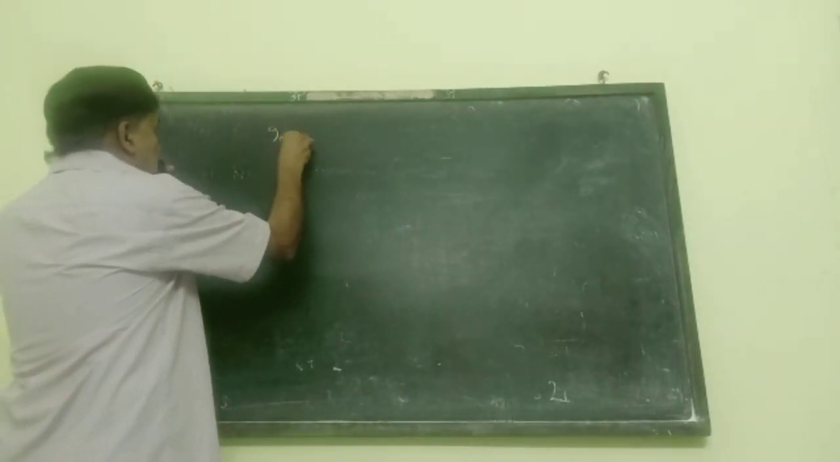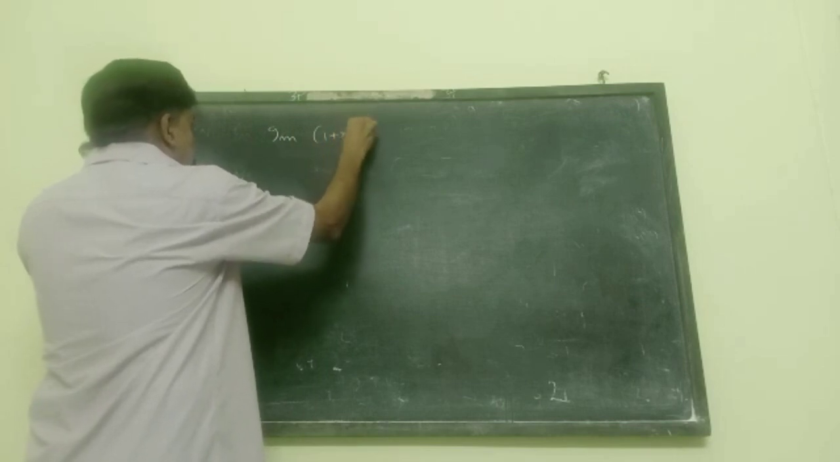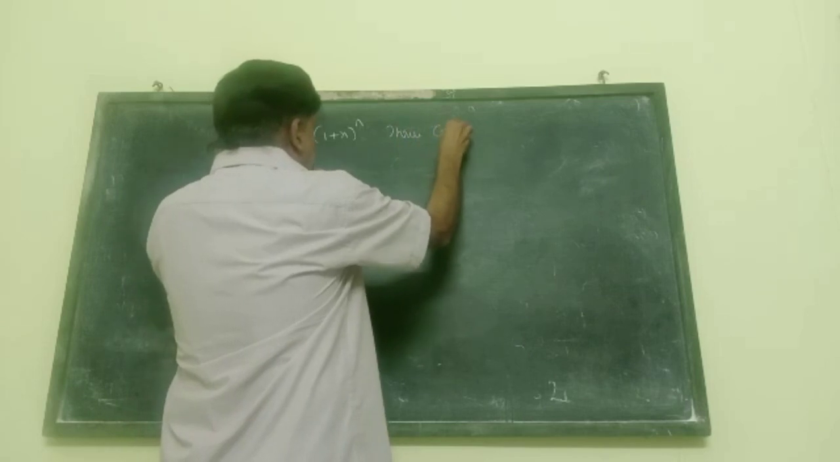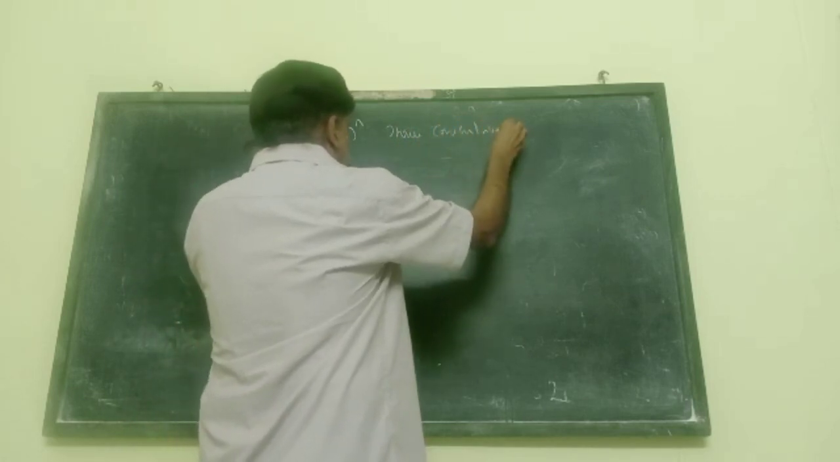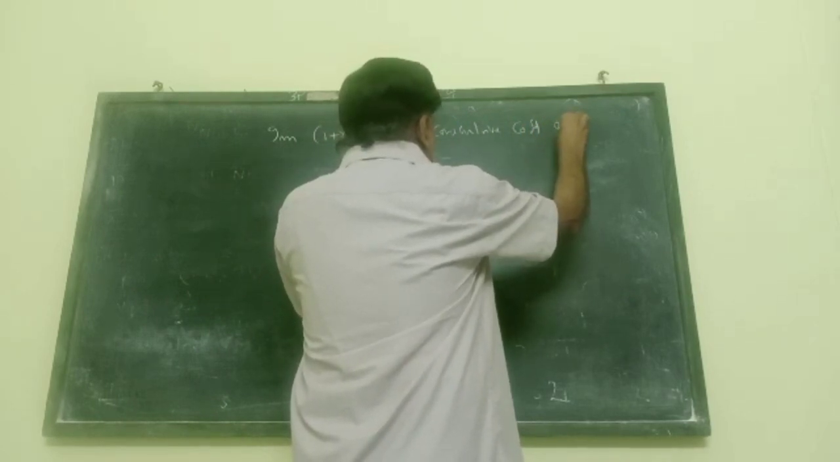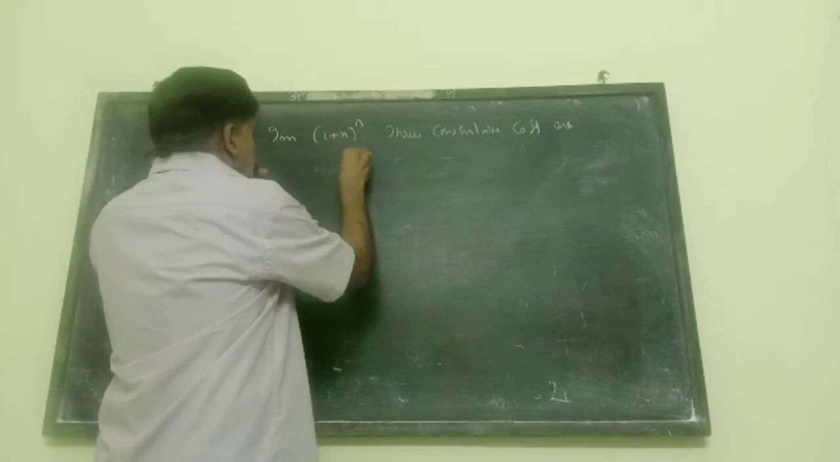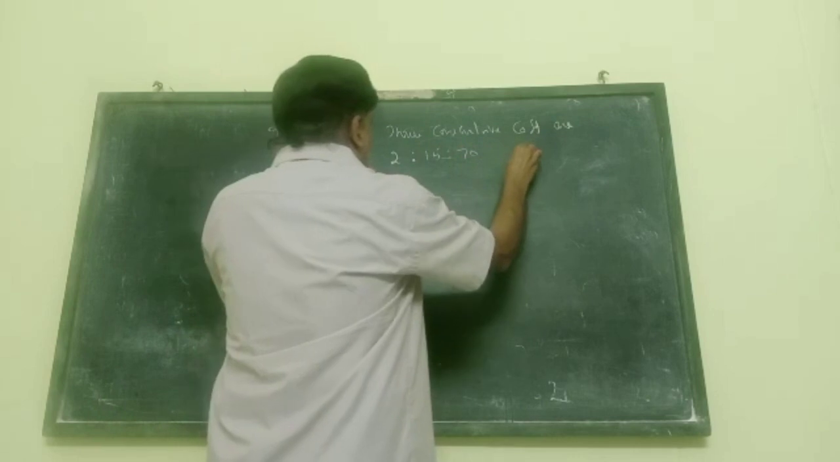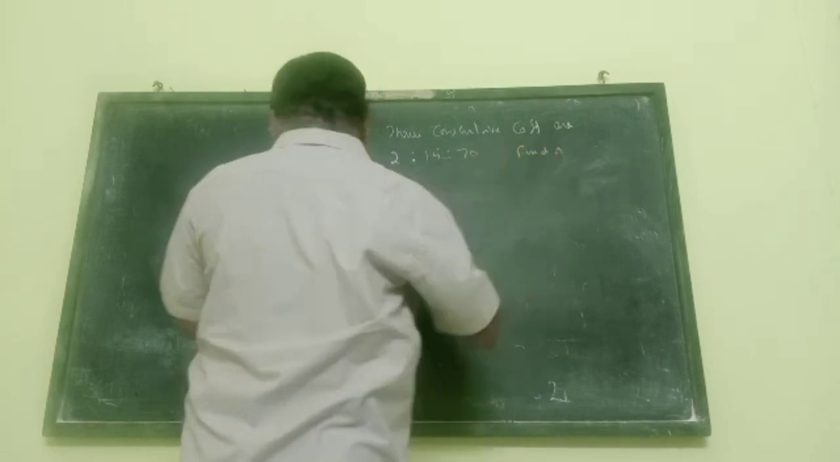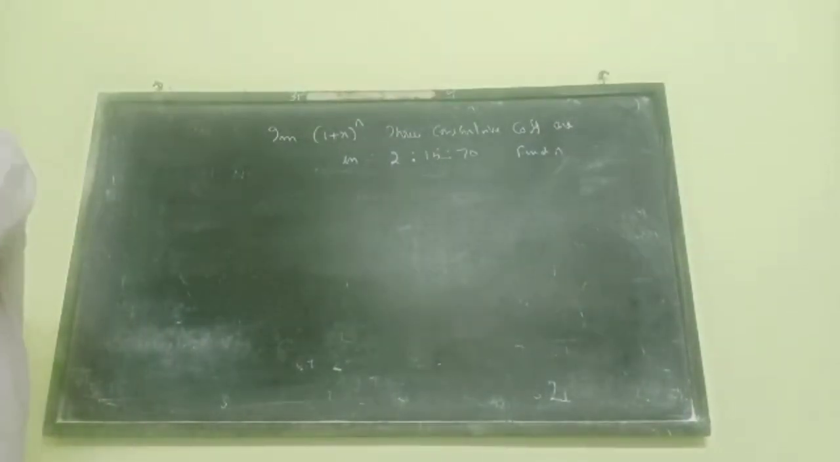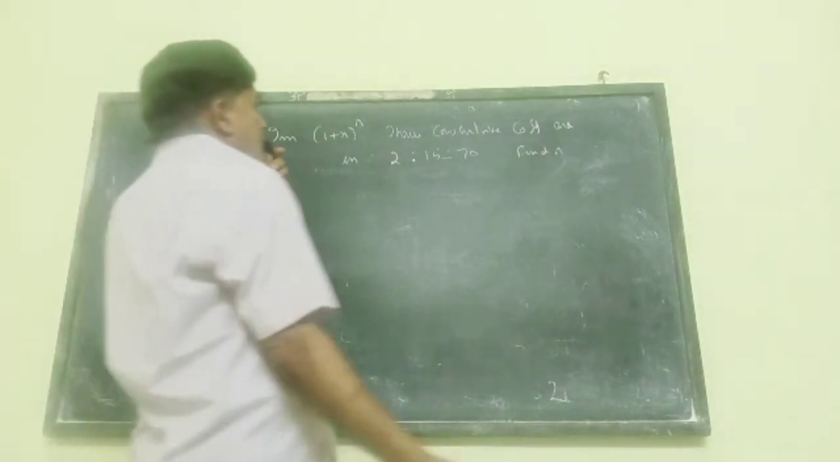In (1 + x)^n, 3 consecutive coefficients are in the ratio 2:15:70. Then find the value of n. So 3 consecutive coefficients are in the ratio 2:15:70. What is the n value?